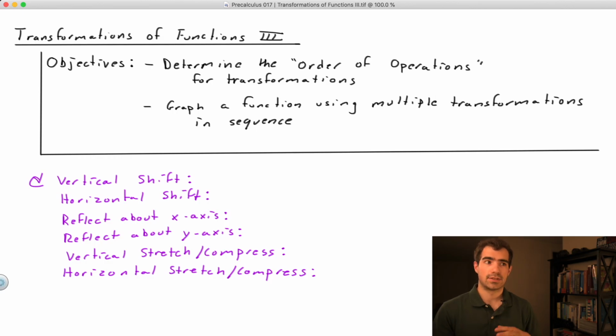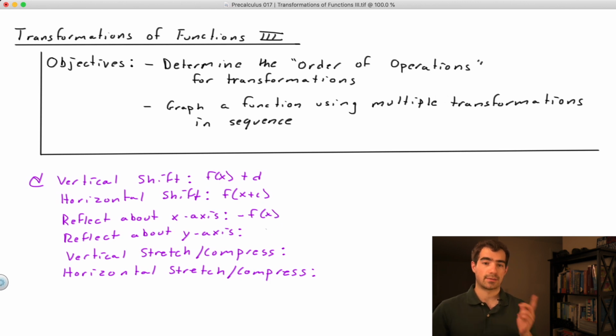We've now discussed each of the types of transformations of functions and how they're reflected both in the equations and on the graphs. In particular, we saw how a vertical shift could be represented by f of x plus d. We saw how a horizontal shift could be represented by f of x plus c. We could reflect about the x-axis by multiplying a negative out front of our function.